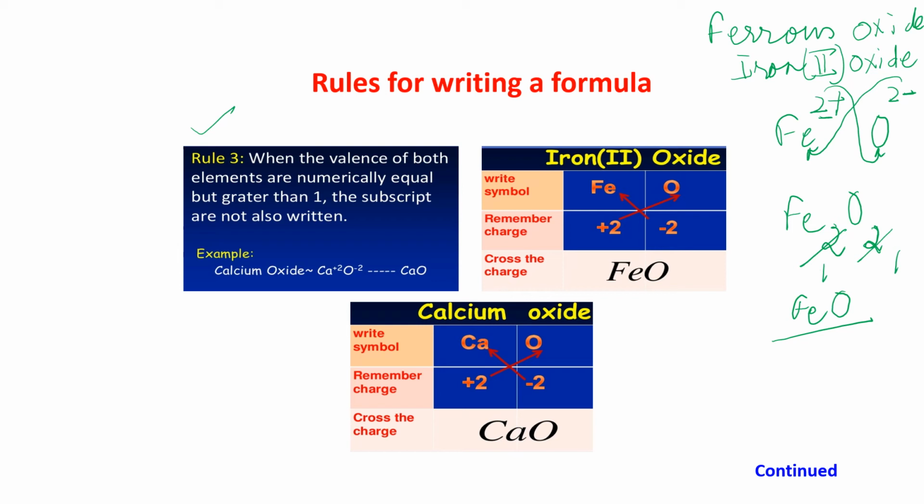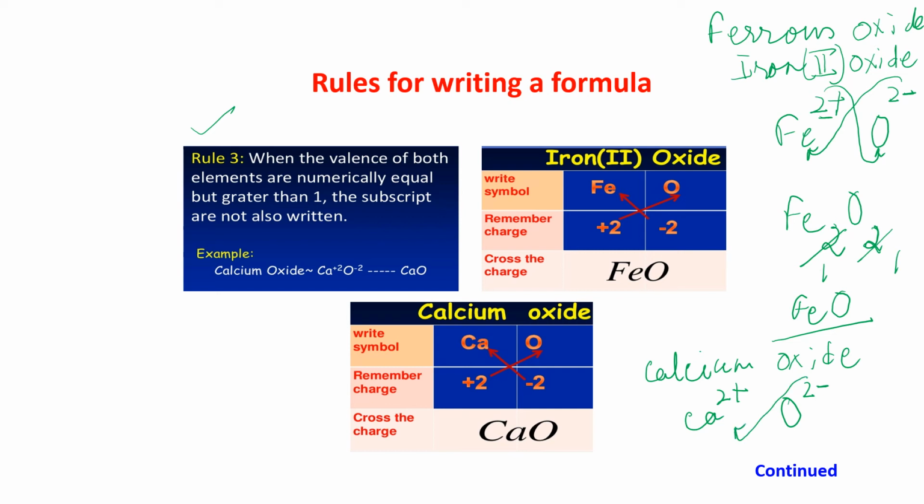Actually this is the thing happening. Similarly, calcium oxide. The symbol of calcium is Ca. The valency is 2 plus. And oxide is oxygen with the valency 2 minus.